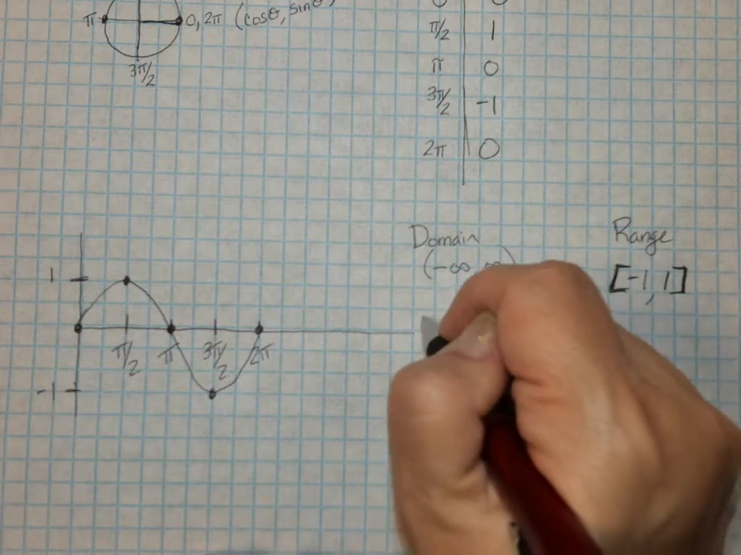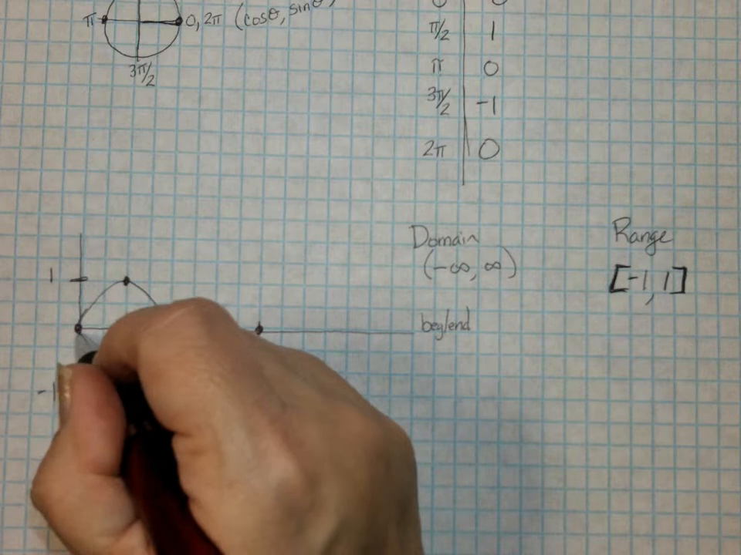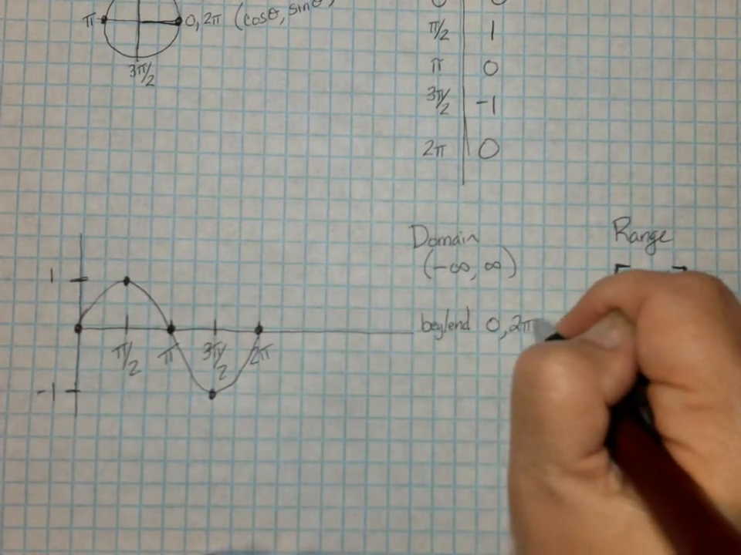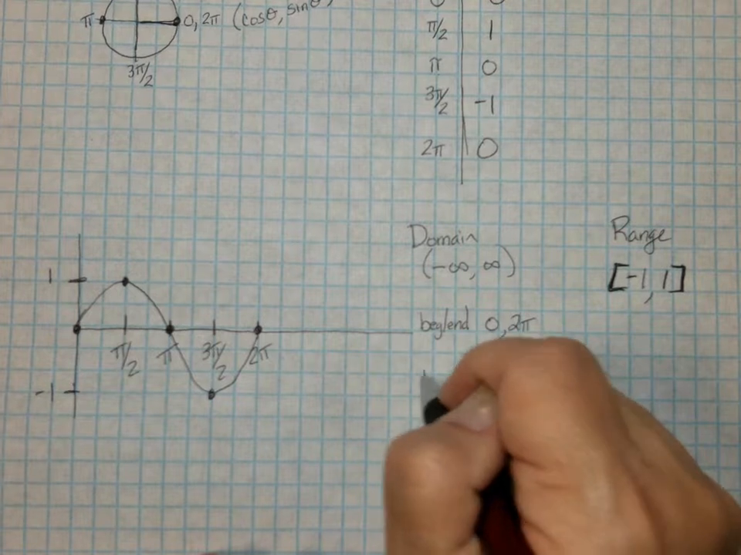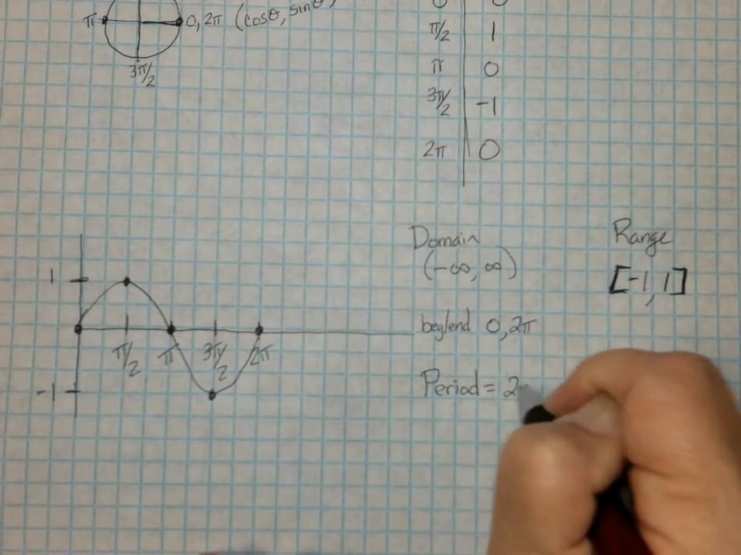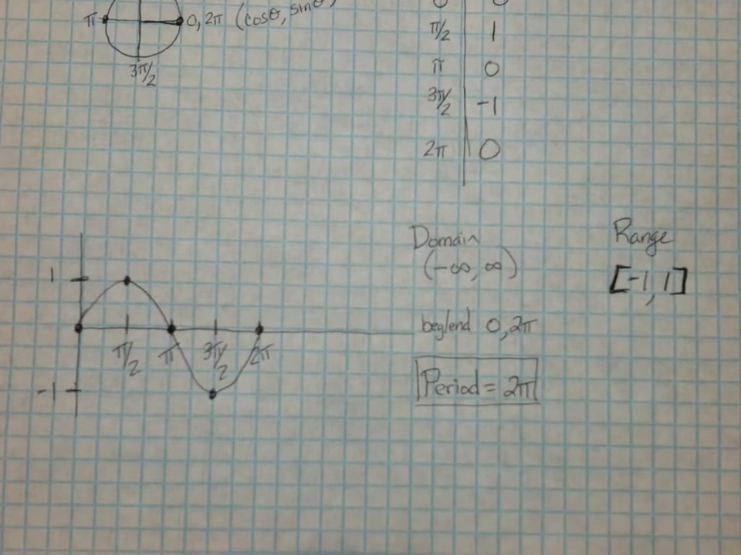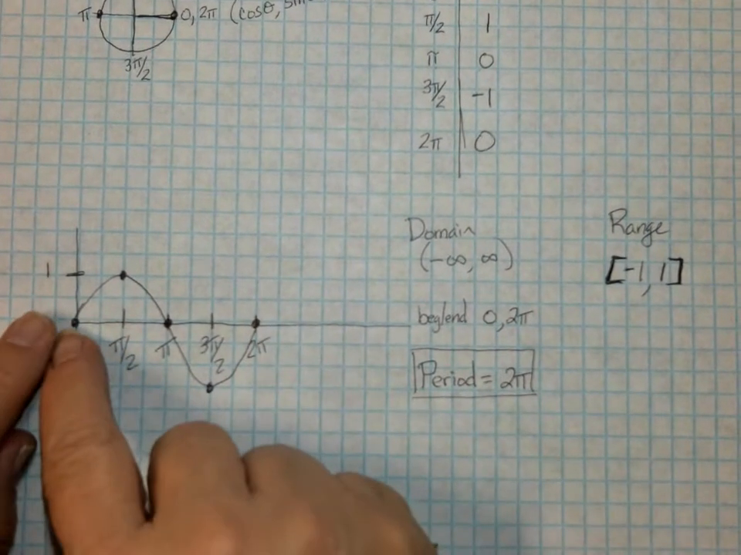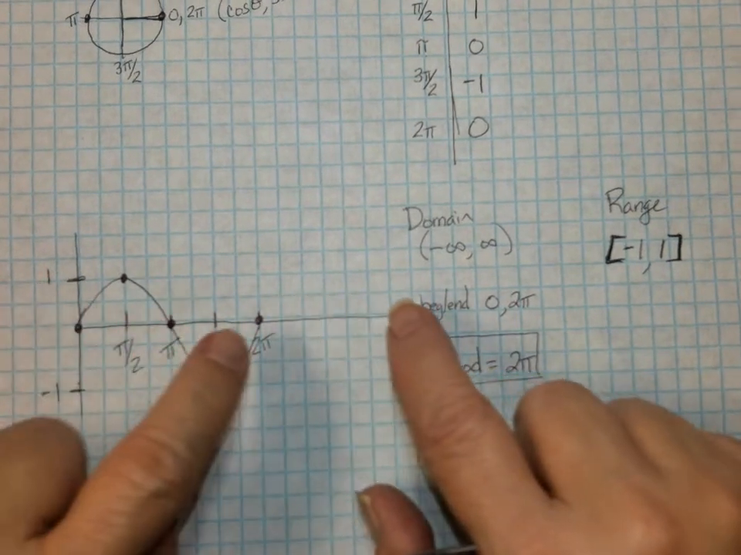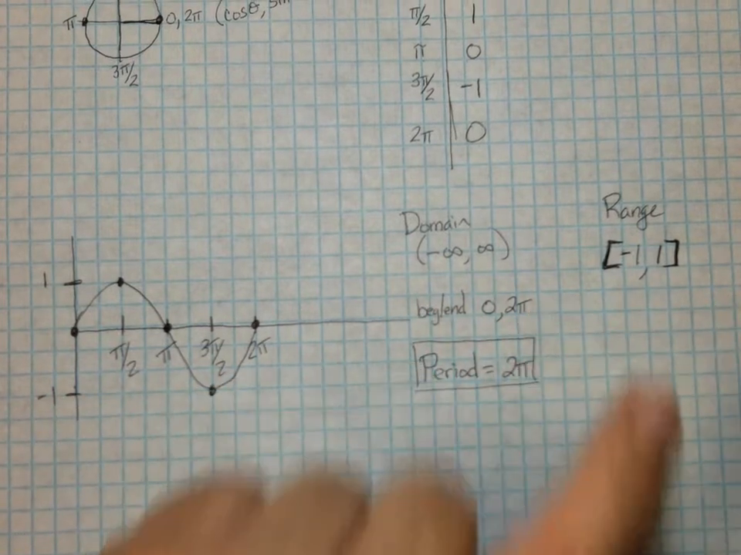Alright, so we're going to look, where does our graph begin and end a cycle? So it begins at 0, ends at 2 pi. So that means that the period of this graph is equal to 2 pi. So 2 pi is a linear length, and every 2 pi the graph repeats this little wave. Hill and valley, hill and valley.